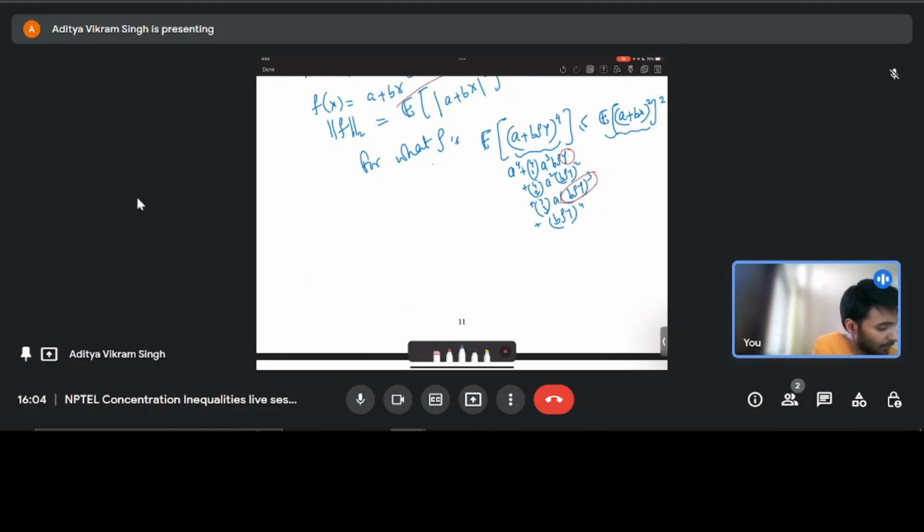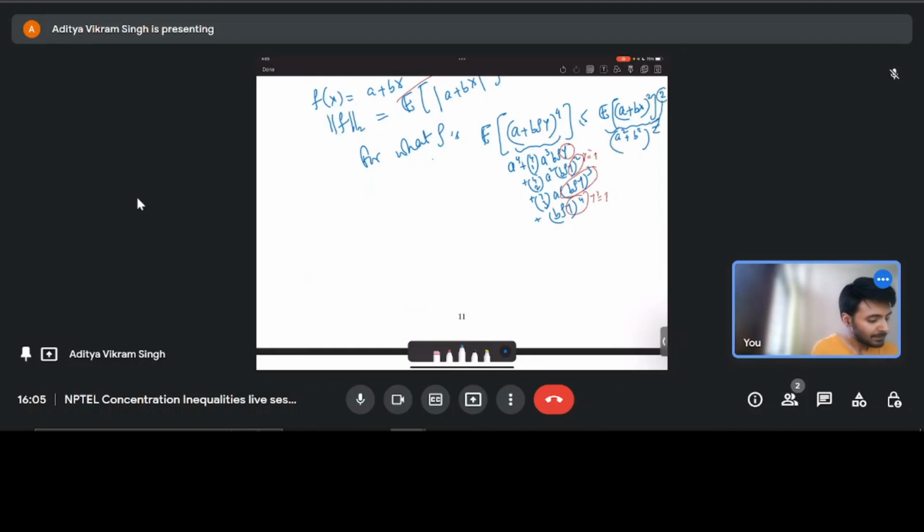Okay, and moreover, what would be y square? Y square would just be 1. Similarly, y to the power 4 would just be 1 because y is either 1 or minus 1. And similarly, the right hand side would be a square plus b square times the expected value of x square, which is again 1, plus 2abx, and the expected value of x would be 0. So this becomes a square plus b square, the whole square. This is this square here.